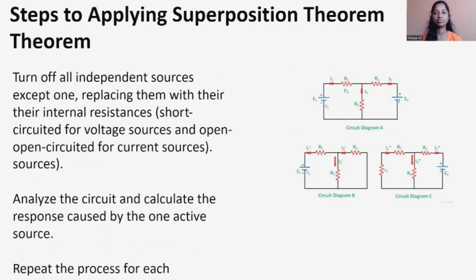Steps to applying superposition theorem. Turn off all independent sources except one, replacing them with their internal resistance. Short circuited for voltage sources and open circuited for current sources. Analyze the circuit and calculate the response caused by the one active source. Repeat the process for each.